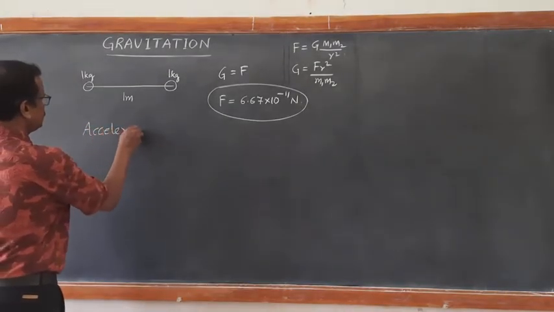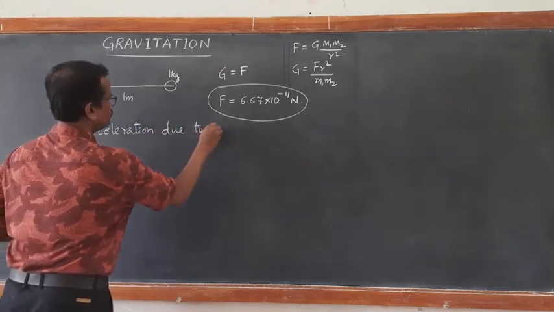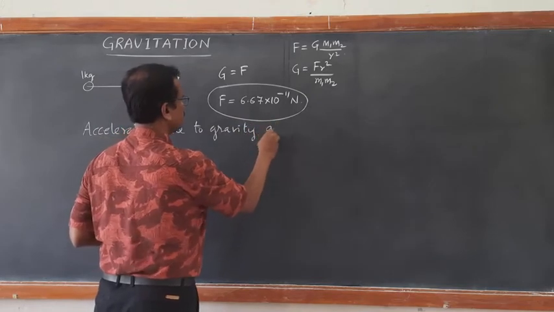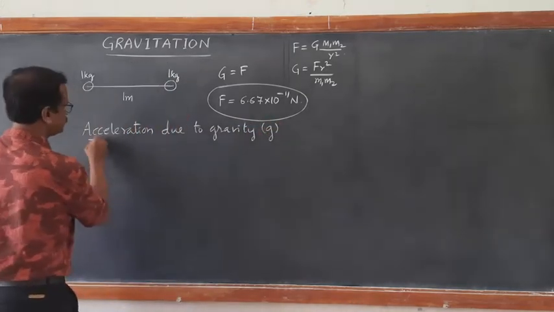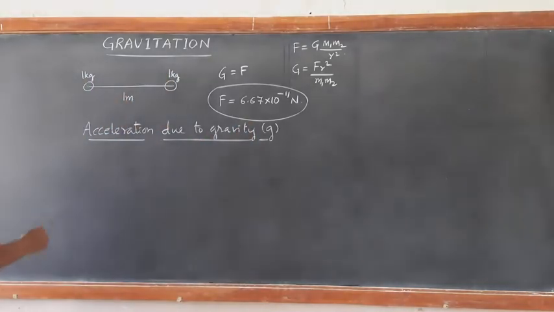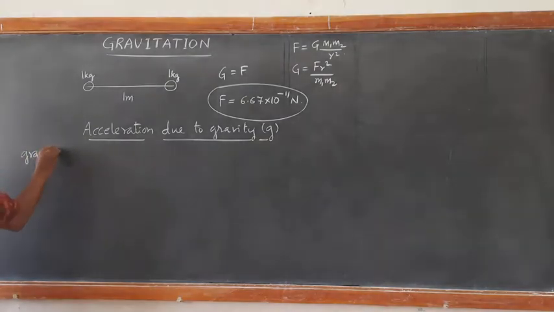Acceleration due to gravity is denoted by g. So first of all, what is gravity? First of all, let us define what gravity is. Then we shall define what acceleration due to gravity is.